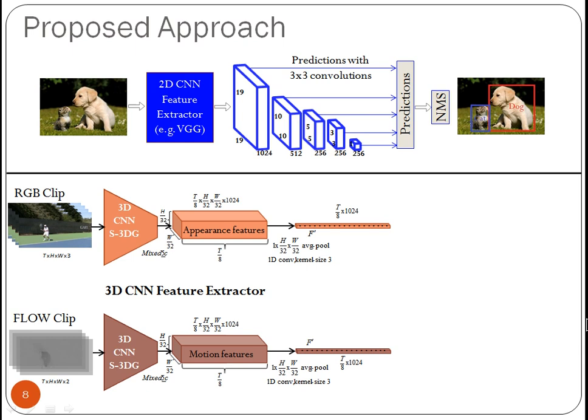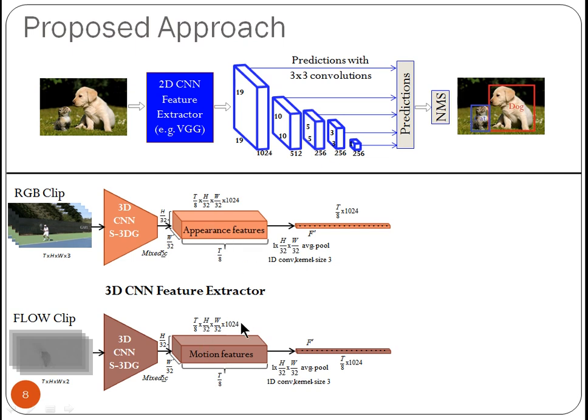So analogous to SSD, we use a 3D CNN feature extractor called S3DG that adopts a two-stream architecture, a spatial stream to capture the appearance information of the video from RGB clip and a temporal stream to capture the motion information of the video from flow clip. The 3D CNN feature extractor basically downsamples the RGB clip and the flow clip in both spatial and temporal dimensions to produce two base feature maps, as you can see here, one for appearance and the other for motion.